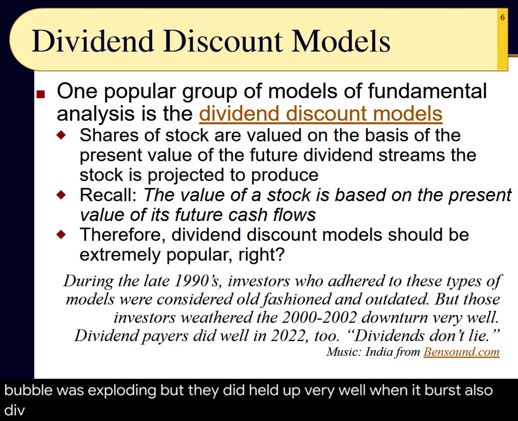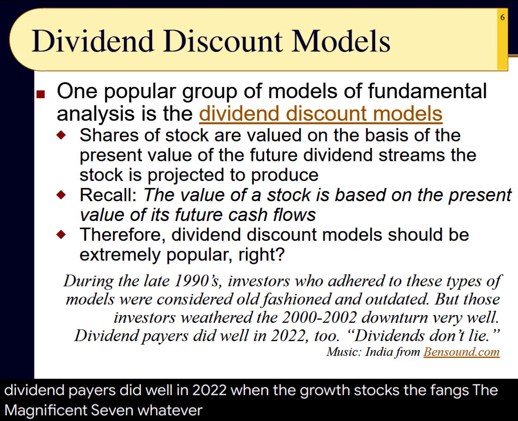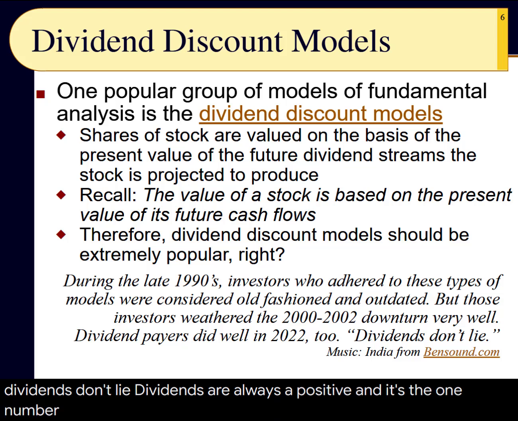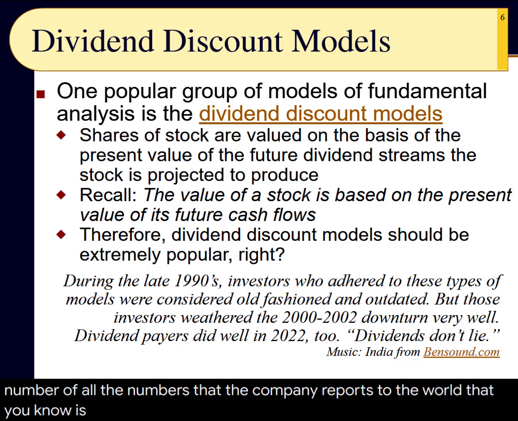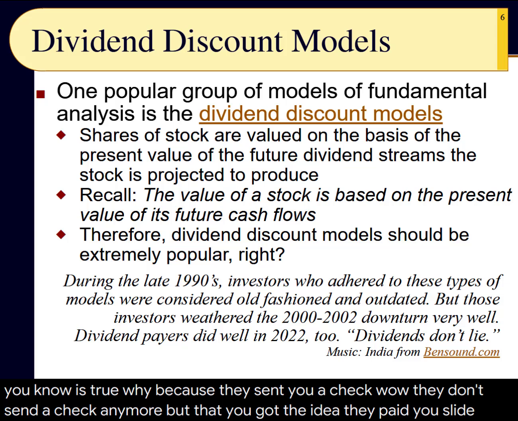Also, dividend payers did well in 2022 when the growth stocks, the FANGs, the Magnificent Seven, whatever you want to call them, slid. Dividends don't lie. Dividends are always a positive, and it's the one number of all the numbers that the company reports to the world that you know is true. Why? Because they sent you a check. Well, they don't send a check anymore, but you got the idea. They paid you.